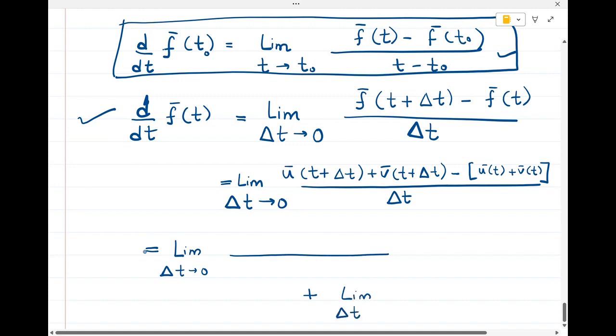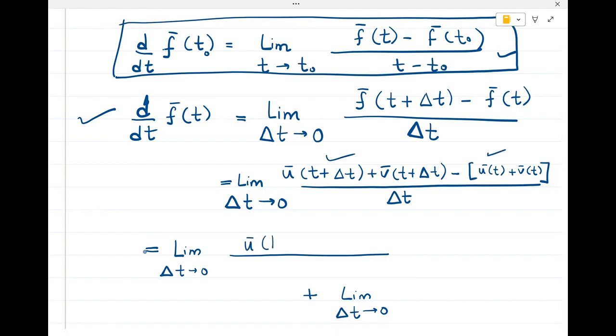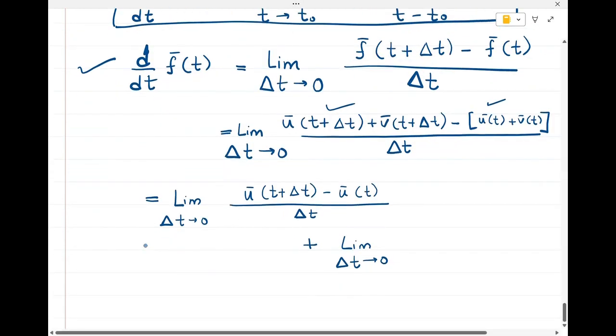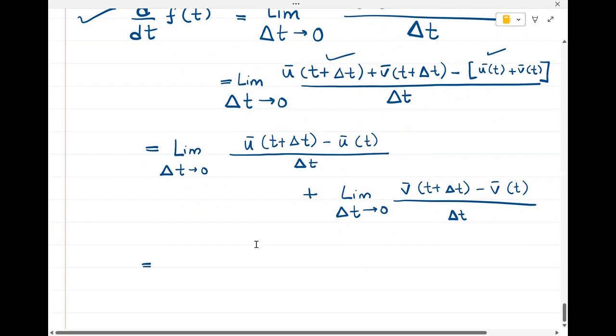So the limit as delta t tends to zero. Here I write the terms with u bar: u bar of t plus delta t minus u bar of t divided by delta t. And here the terms with v bar: v bar of t plus delta t minus v bar of t divided by delta t. What is the first component in this step? It is nothing but du bar by dt. And the second part is nothing but dv bar by dt.